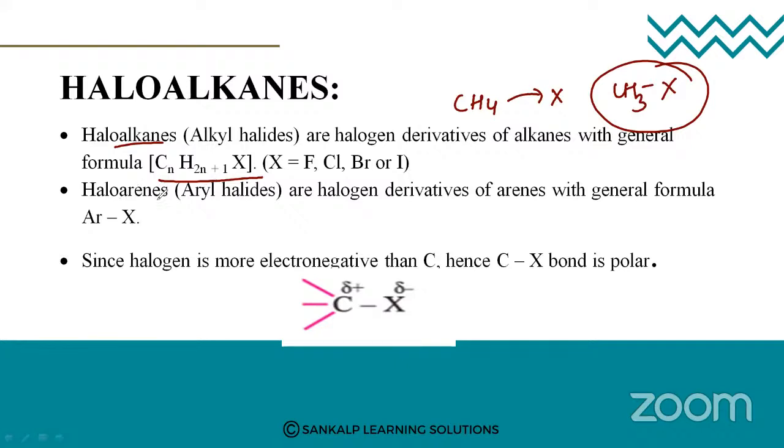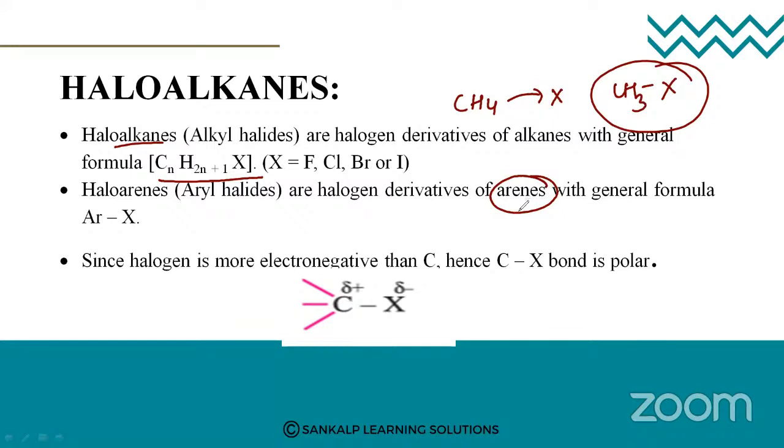Then what are haloarenes? These are haloarenes, or aryl halides. These are also halogen derivatives, but they are the halogen derivatives of arenes. Arenes means they have an aromatic ring. So halogen derivatives of this kind are the derivatives of arenes.